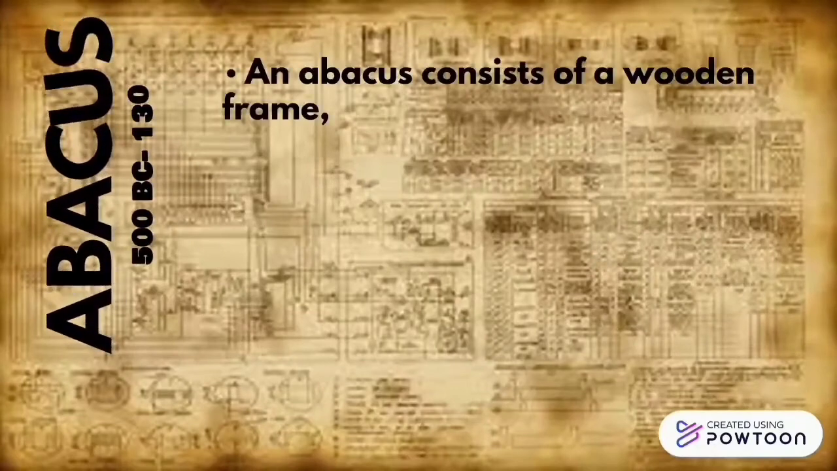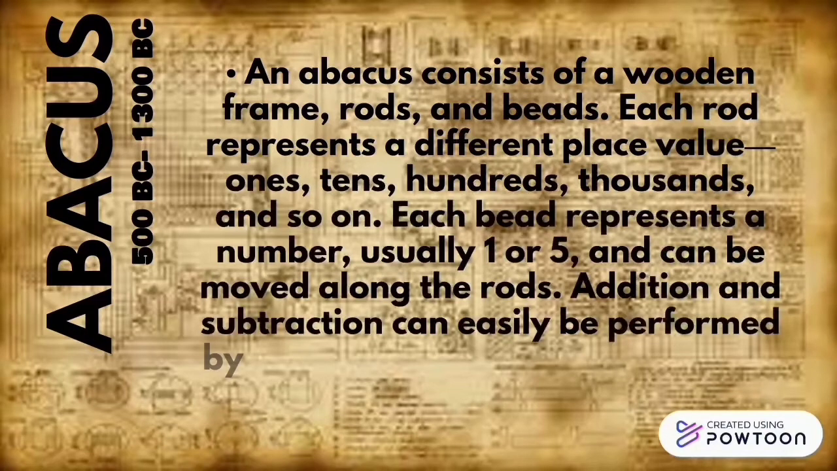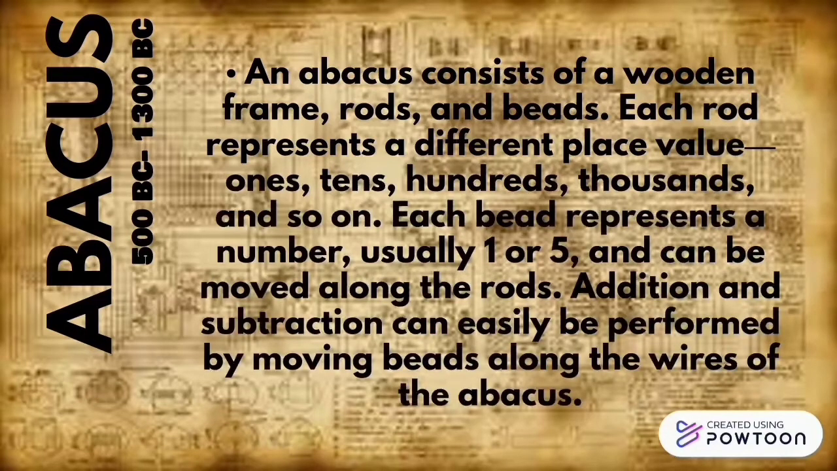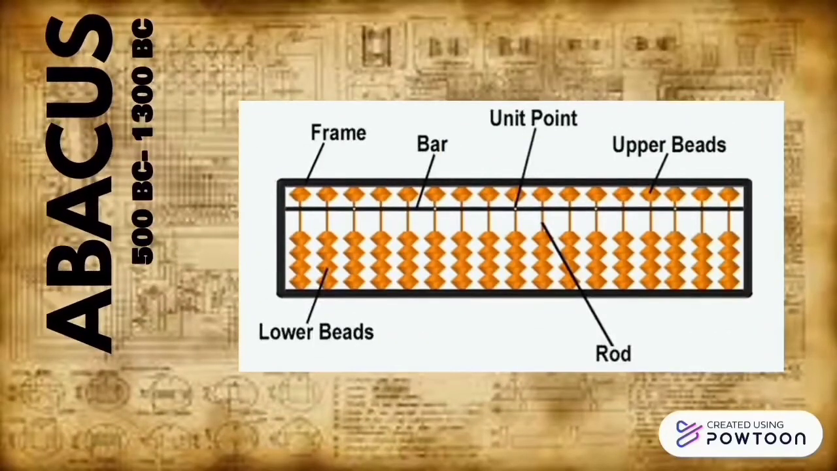An abacus consists of a wooden frame, rods, and beads. Each rod represents a different place value: ones, tens, hundreds, thousands, and so on. Each bead represents a number, usually 1 or 5, and can be moved along the rods. Addition and subtraction can easily be performed by moving beads along the wires of the abacus.